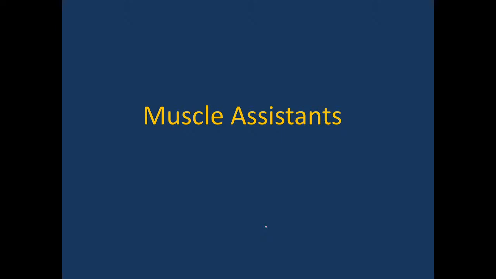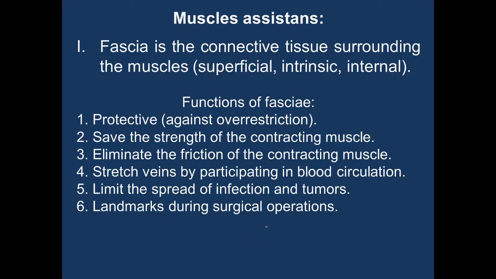Almost every muscle has a sheath, and it is fascia. This is the connective tissue around the muscles. It can be superficial, intrinsic, and internal fascia. And why is fascia so important? You could find fascia almost on every muscle, because it protects muscles. They are protected by fascia.